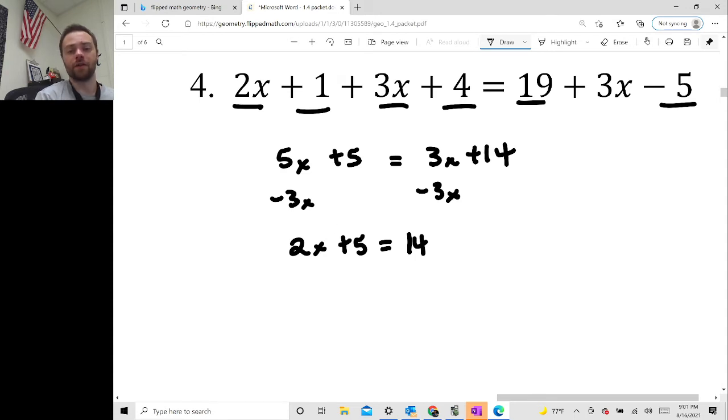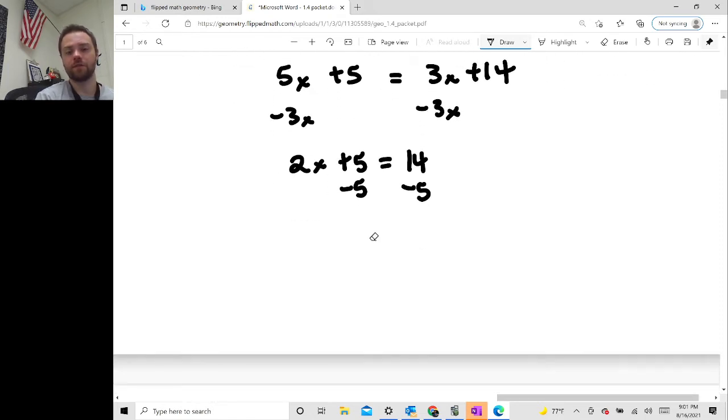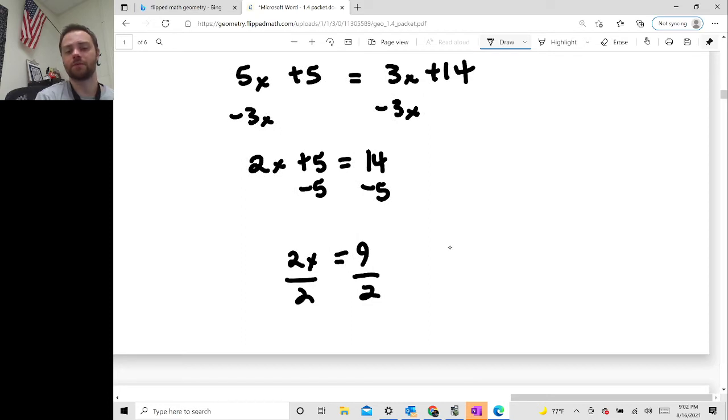I've got an addition of 5, so to undo that addition, I'm going to subtract 5 from both sides of that equation. So 14 minus 5 is 9. So I'm left with 2x equals 9. And then I can divide by 2 on both sides, right? 2 is being multiplied by x, so to undo that, I'm going to divide both sides by 2.